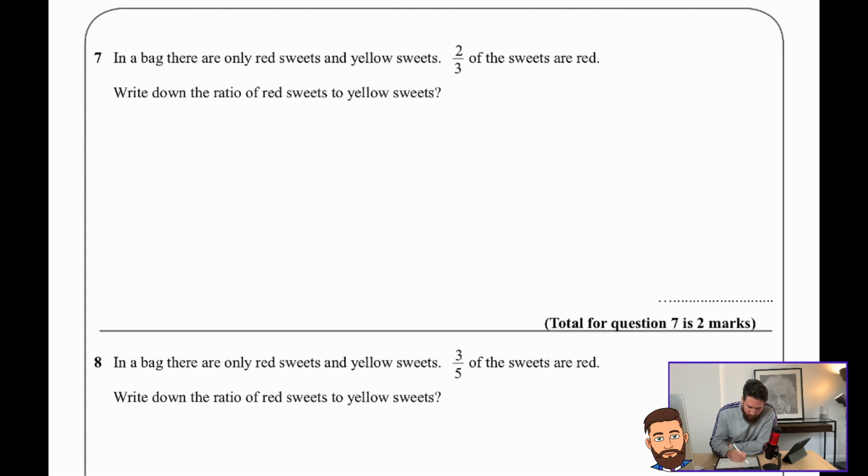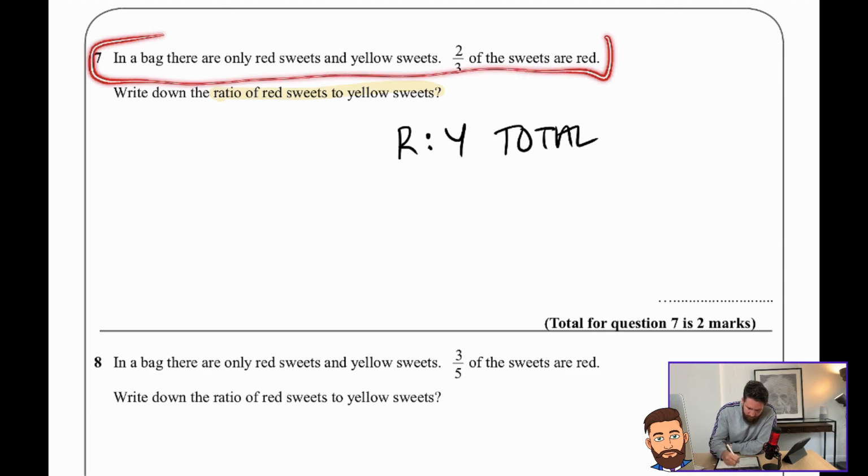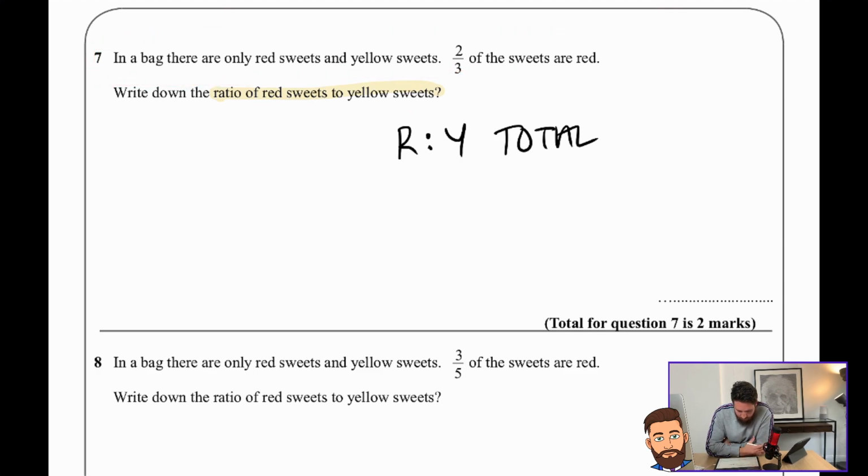So the first thing we've got to do here is they want the ratio of red to yellow. So I'm just going to write red to yellow. And again, I could write red to yellow, I'm just very lazy. It's easier for me to just write R for red and Y for yellow. And a total. I'm always going to put a total in. Now I need to go back and read this question carefully to see which number goes where. So it says 2/3 of the sweets are red.